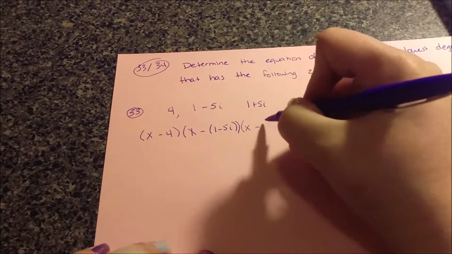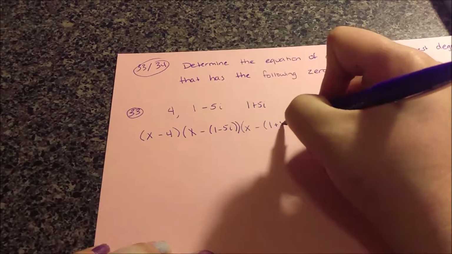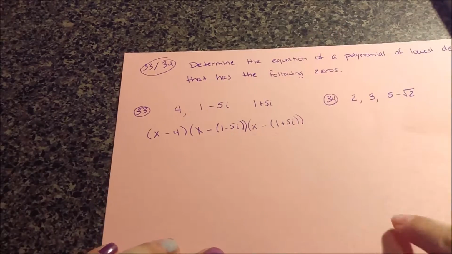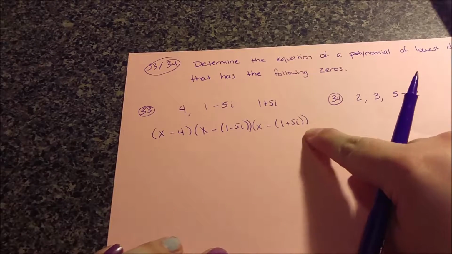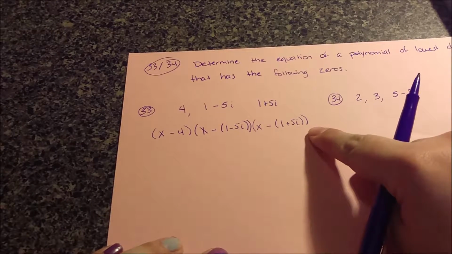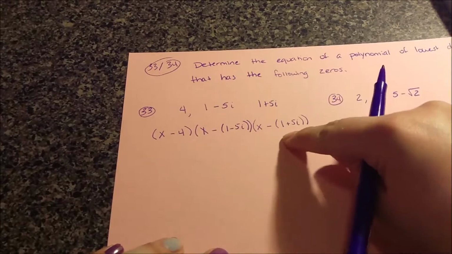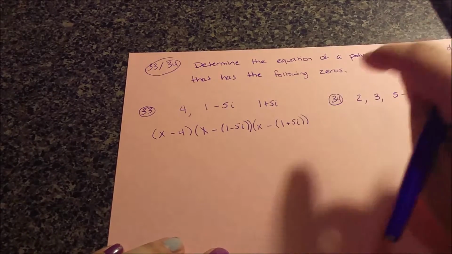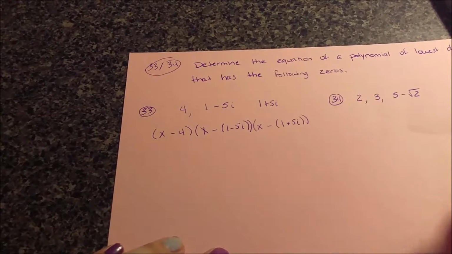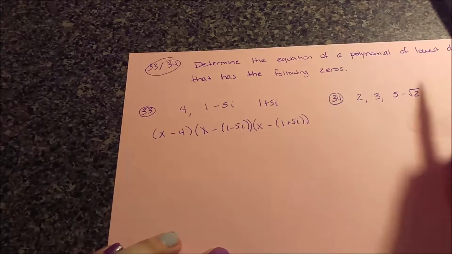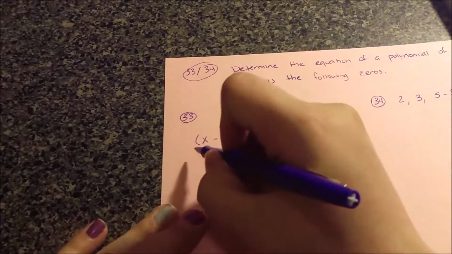So I'm going to go ahead and write that one down as another factor. And now these are the 3 factors that absolutely have to be in this polynomial. There could be more if we wanted to make it a higher degree, but this is the lowest degree we can get, which is a degree 3. Now it is asking for the polynomial, so we will have to multiply, distribute, and simplify. So I'm going to go ahead and do that at this point.